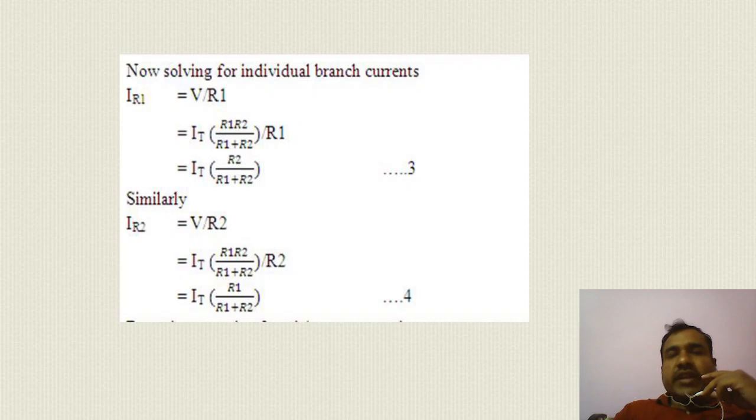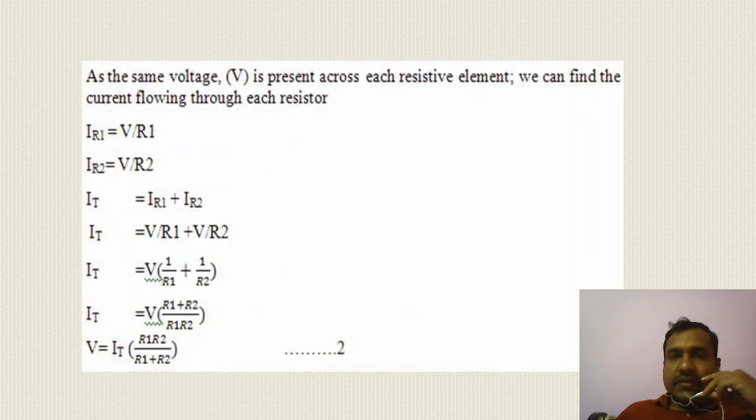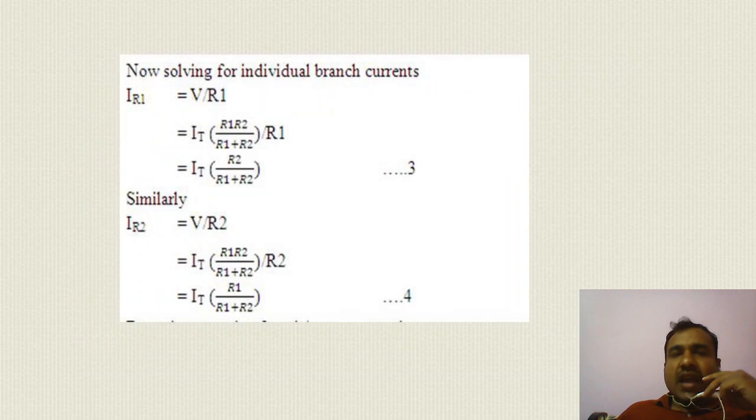Now, solving for the individual branch current, that's IR1. What equation have we written for IR1? IR1 is equal to V divided by R1. We have found out what V is, so just substitute this value into this equation. IR1 is equal to V divided by R1, where V is IT into R1 into R2 divided by R1 plus R2, divided by R1. When you divide this by R1, what do we get? IR1 is equal to IT into R2 divided by R1 plus R2. I'll call it equation number 3.